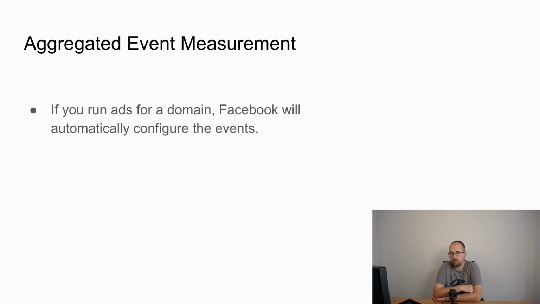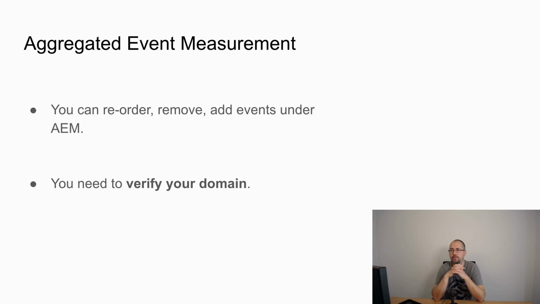If you run ads for that domain, Facebook automatically configures these events, but if you don't run ads for a domain, or if it's a new domain, or if it's a new pixel, you'll have to manually add the events under aggregated event measurement. Once you have this, you can reorder events, you can remove them, you can add new events. But there is one thing you need to do before. You have to verify your domain. On this channel we have another video showing how to verify your domain using Pixel Your Site. It's very, very easy, and you should do it.